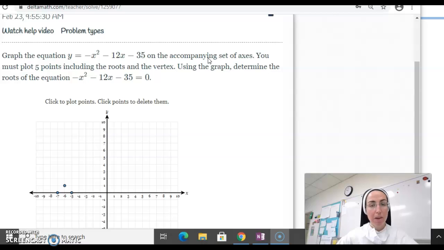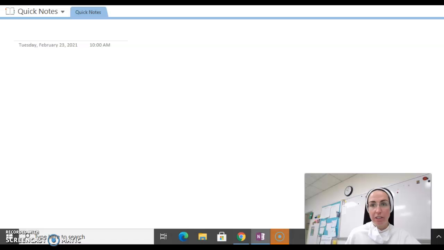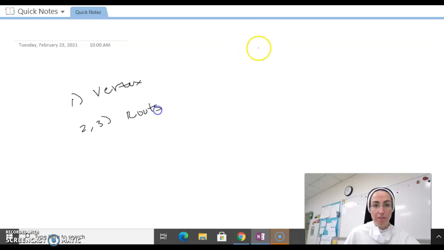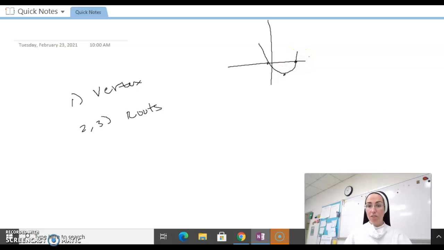Now, Delta Math asks you for 5 points. When we were doing parabolas, we were really good at finding 3 of the points. One point that we would find is the vertex. That's one of them. And 2 and 3 would be the roots. We learned the vertex formula, and we found many ways to find the roots. So I'll just review how to find those 3 points and then show you how to find points 4 and 5.